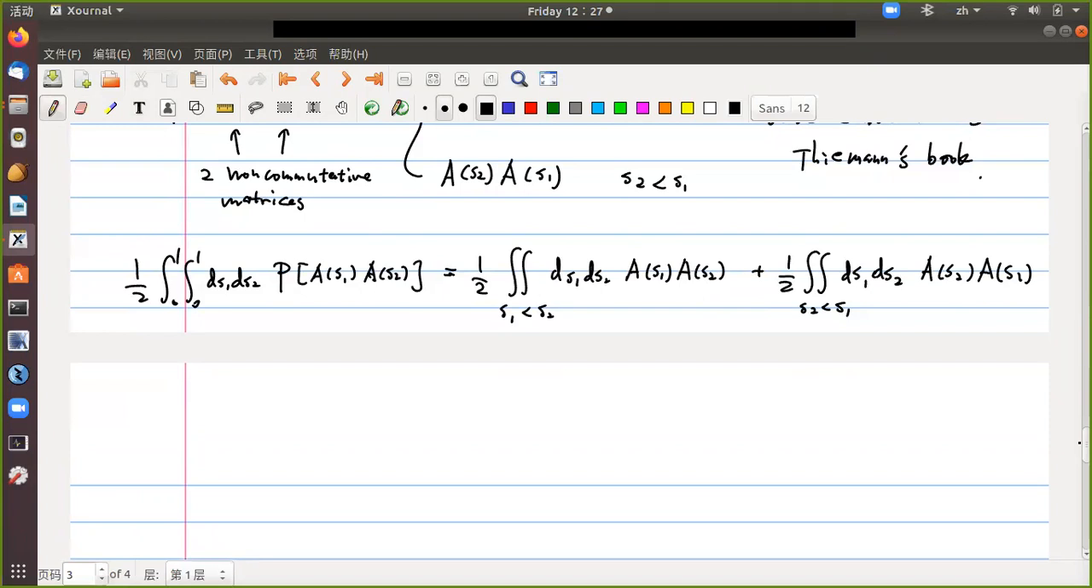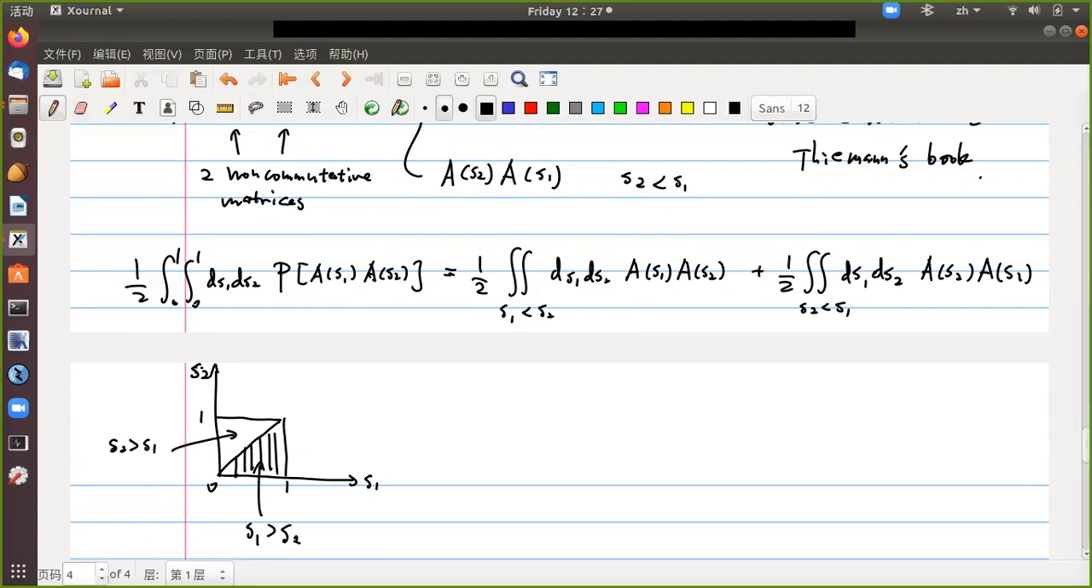We basically split up this integral into two different regimes. In a diagram, you can see that this is a two-dimensional integral over s1 and s2. So you are integrating a square, right? But here you have two different regimes, which are basically two triangles. This is the regime for s1 greater than s2, and the other is s2 greater than s1.